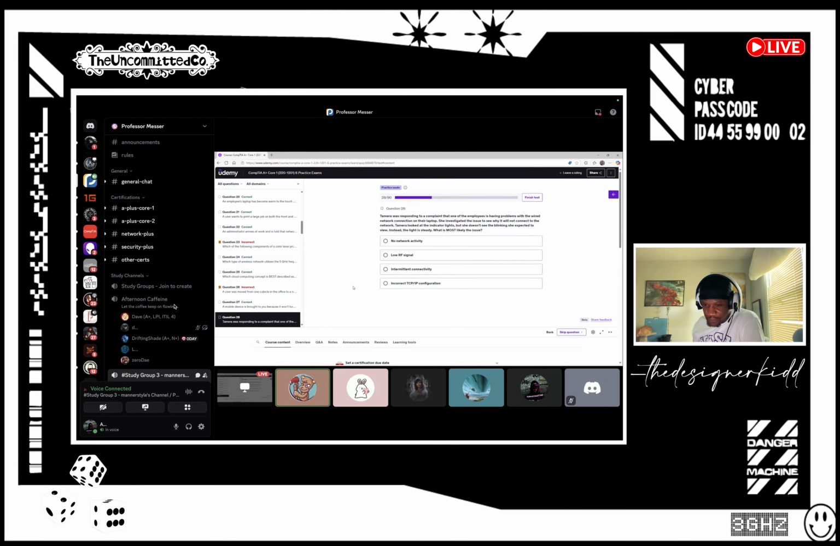So I'd say intermittent connectivity and no network activity. Both. I would say intermittent connectivity makes more sense. I would say no network activity. Okay, no network activity.